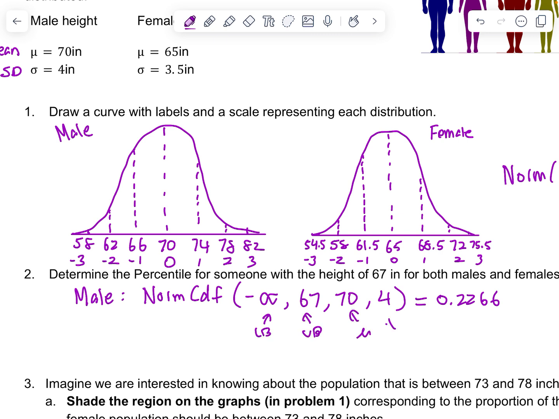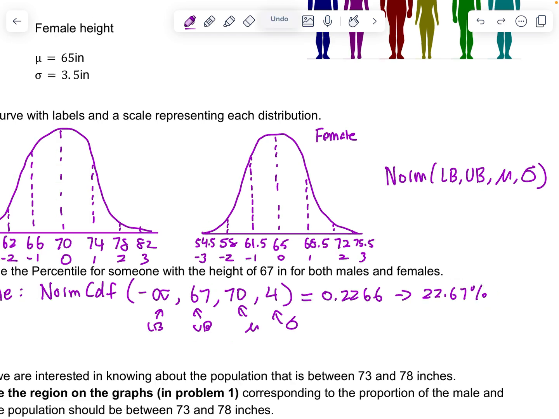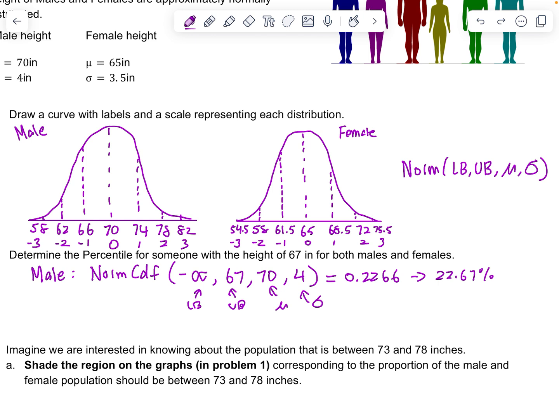And then once you've labeled them, you get this. And what this means, basically, if you turn that into a percentage, is that around 22.67% of the male population have a height of 67. So, like we predicted earlier, it's less than 50%, because the number of people who have the height of 67 is not that big, because the mean is 70.